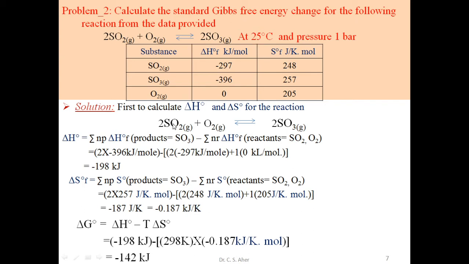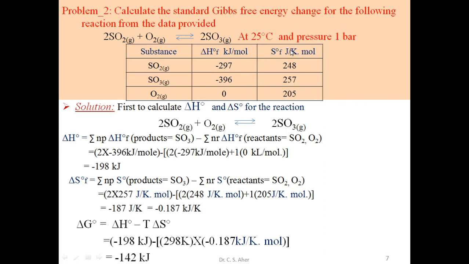The first reactant is sulfur dioxide, 2 moles, so 2 into its value, 248. Put this value 248 plus 1 mole of the second reactant O2, its value is 205. Put this value 205, multiply, open this bracket, subtract the values, and we get the final answer: delta S0 is minus 187 joule per Kelvin. See, this is very important.